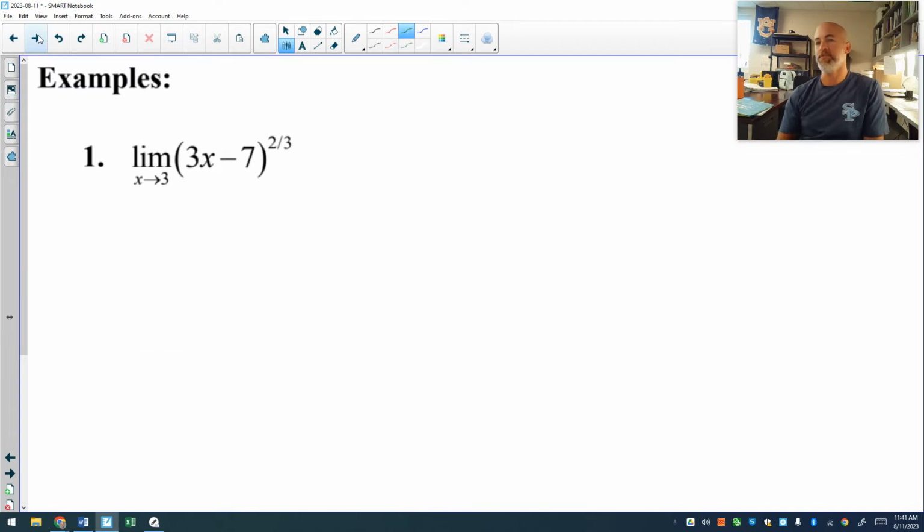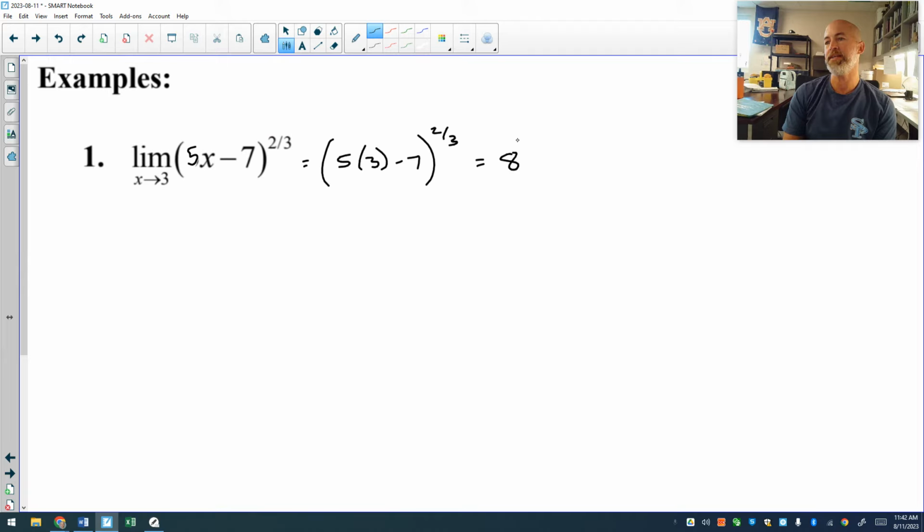So let's give this a shot. And there's a typo on this one. This is supposed to be a 5, not a 3. So I'm going to change that. So that is now a 5. And if x is approaching 3, I'm going to start by just substituting 3 for the x. We'll have 5 times 3 minus 7, and then we'll take all of that and raise that to the 2/3 power. 5 times 3 is 15, minus 7. That's 8 to the 2/3.